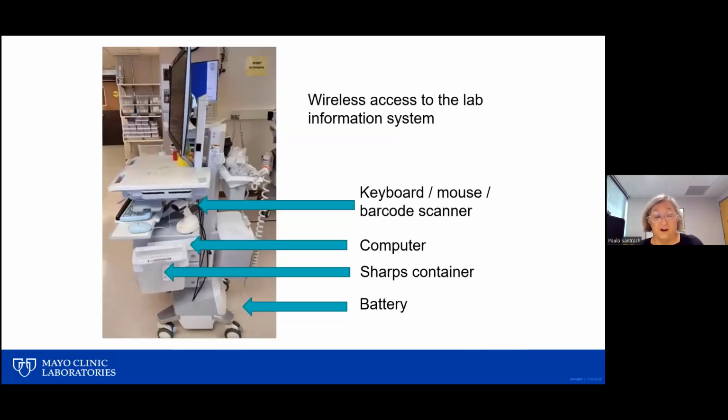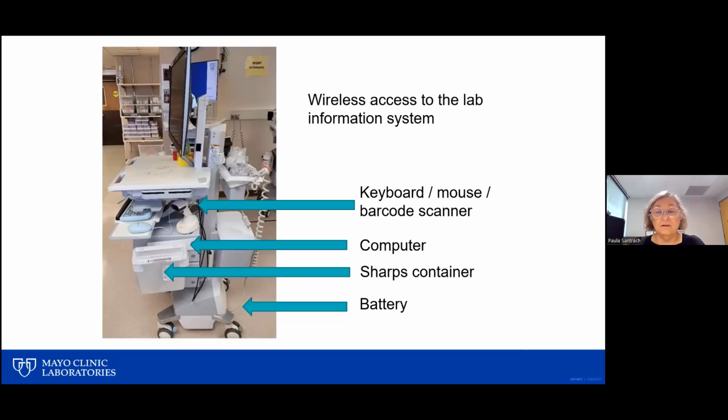And then this is what's on the cart. The cart has a screen, a keyboard, a mouse, and a barcode scanner. It has a computer within the cart that can run the laboratory information system on a wireless connection. We have a Sharps container, and this is the battery. These are charged when they're in use. When they come back to the phlebotomy area, they're connected to electricity and charged so that they're always ready and available for someone to take and go collect a specimen.